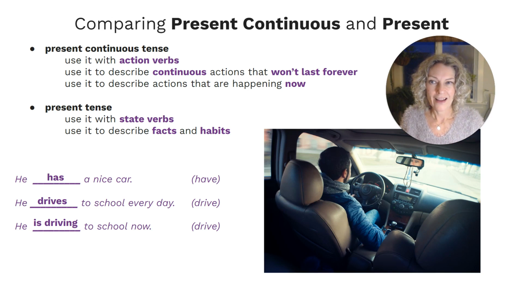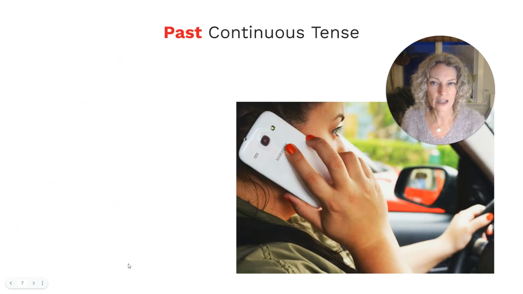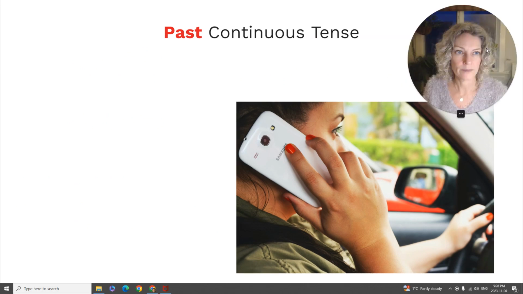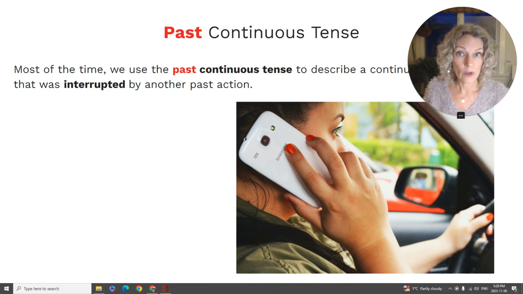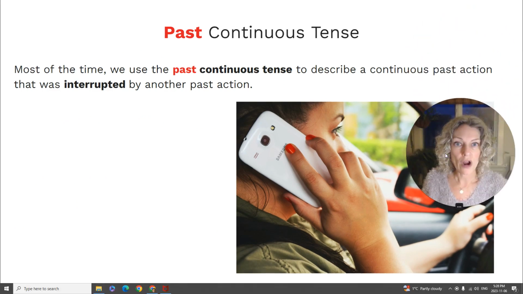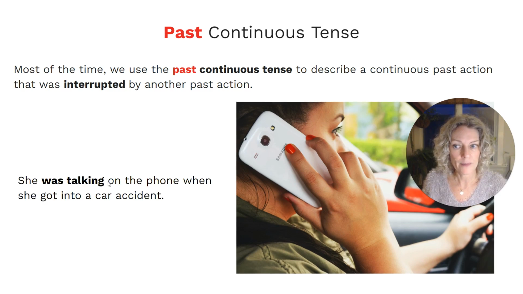So now that we've looked at the present continuous tense, let's continue and look at the past continuous tense. Most of the time we use that to describe a continuous past action that was interrupted by another past action. So here's an example. She was talking on the phone when she got into a car accident.